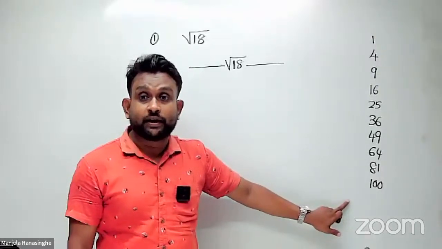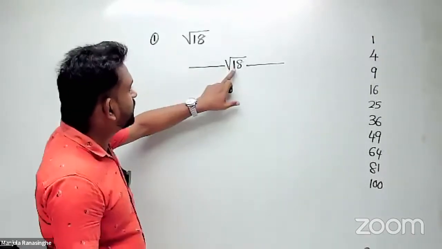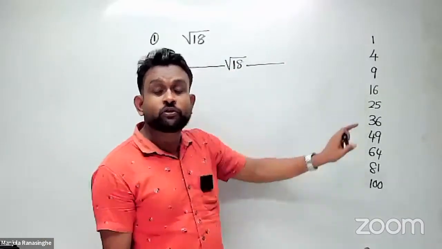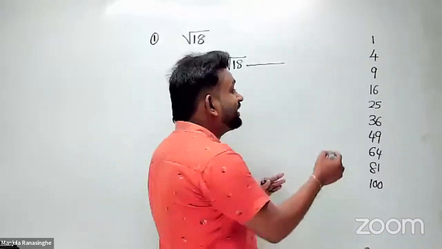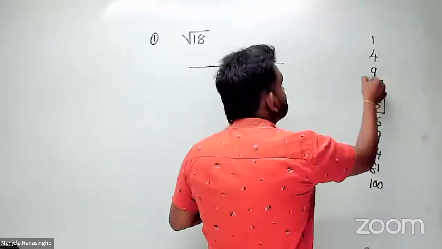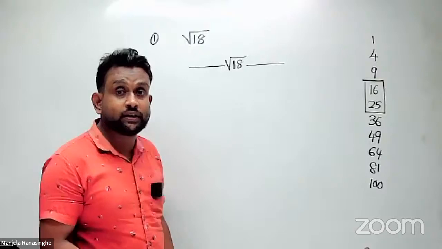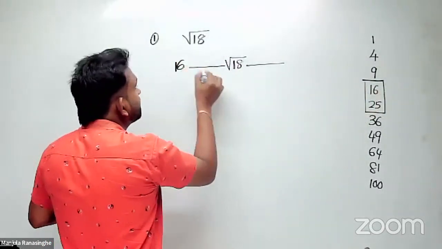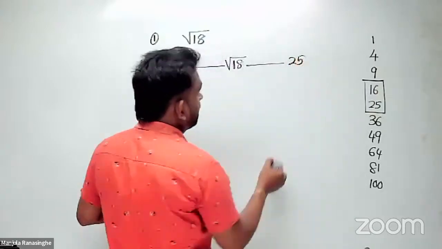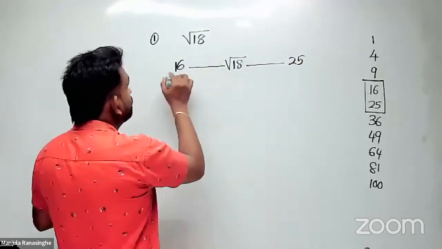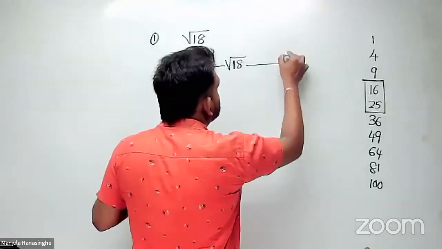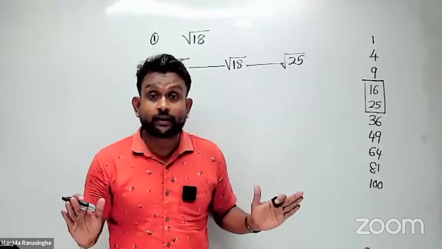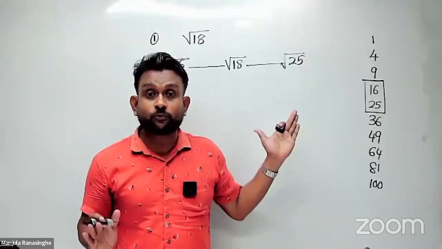Now we check root 18. 18 lies between which two perfect squares? 18 lies between 16 and 25. So we take the lower perfect square, 16, and the upper perfect square, 25. Here the question asks for the square root, so we take the square root. Understood the first step? Those who do not know the theory can catch up on how to do the question.